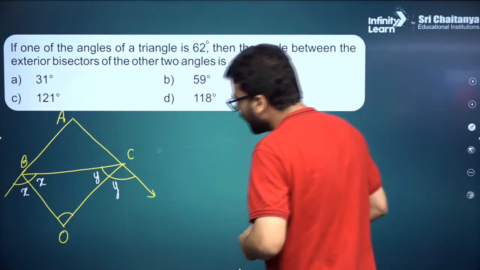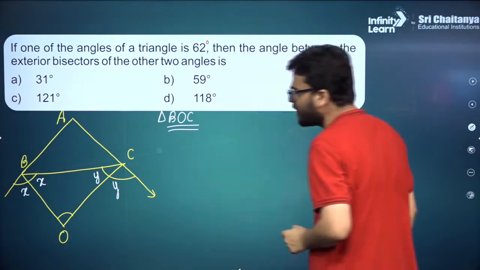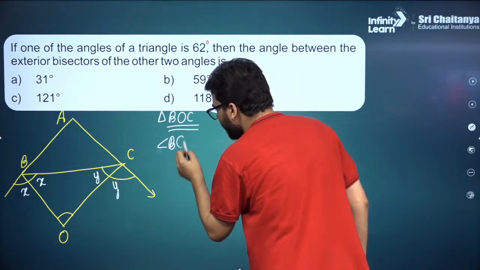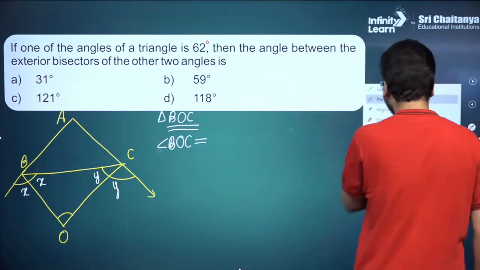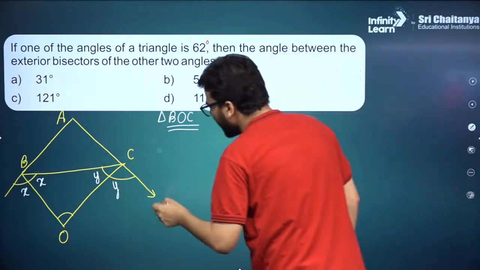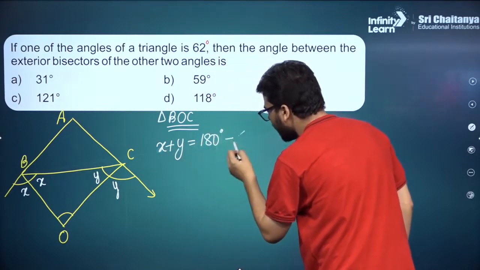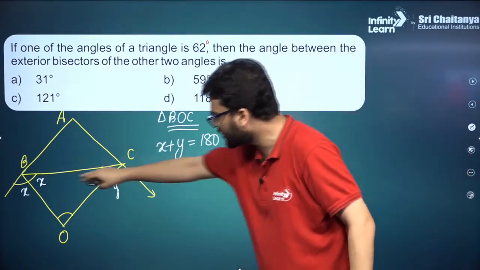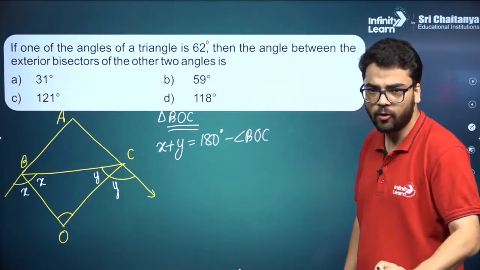Now, if I take triangle BOC over here, the same logic is used. In triangle BOC, can I directly write using the angle sum property? Let's not write BOC because we have to actually prove it. Can I say over here that angle x plus y can be written as 180 minus angle BOC, using the angle sum property of a triangle? I hope that is clear. It's a very simple thing.